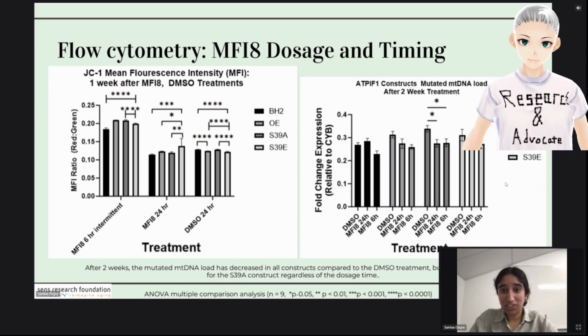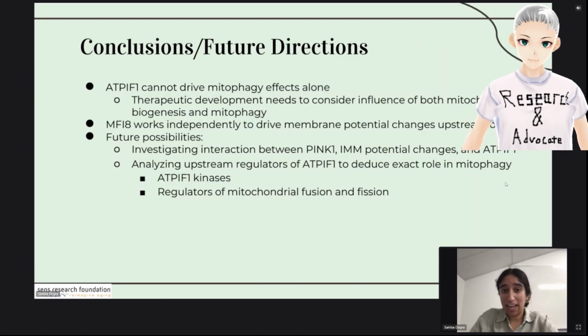However, we do see something interesting in our qPCR data that shows mutated mtDNA load. The mutated mtDNA load is higher in the DMSO controls compared to all the constructs in MFI8. And so this seems to point to the fact that MFI8 actually works independently of ATPIF1, and it seems to drive membrane potential changes upstream of ATPIF1. So therefore, we say that ATPIF1 cannot drive mitophagy of dysfunctional mitochondria alone.